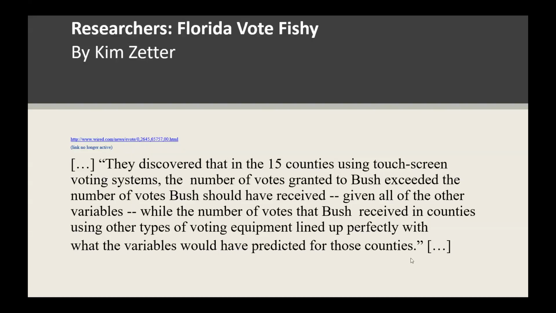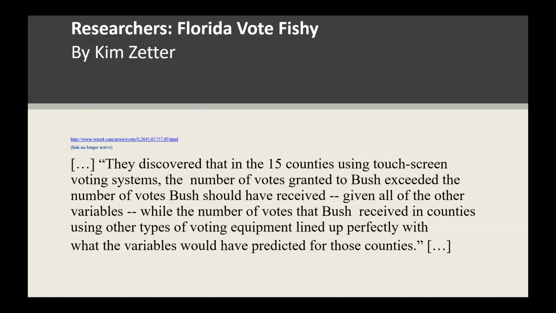I should add that e-voting, using these touchscreen machines for voting, was new at the time, and people were worried about fraud. 15 counties of the 67 were using this new technology.